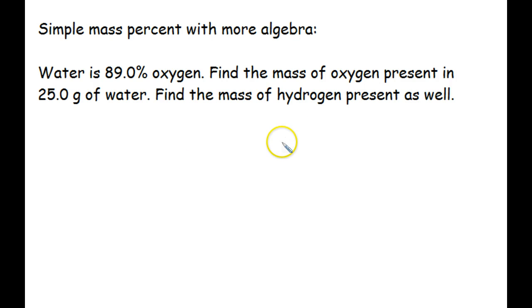This problem is a little bit more complicated than the one we looked at in the first video, but if you think about it, it's not as bad as it looks. Okay, the water is 89% oxygen, and we want to find the mass of oxygen present in 25 grams of water, and then also find the mass of hydrogen present as well.